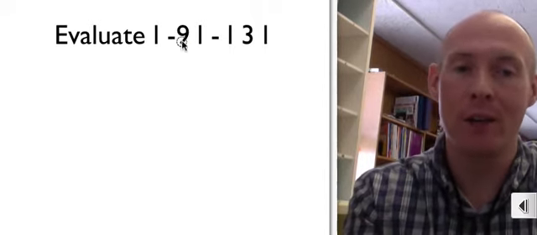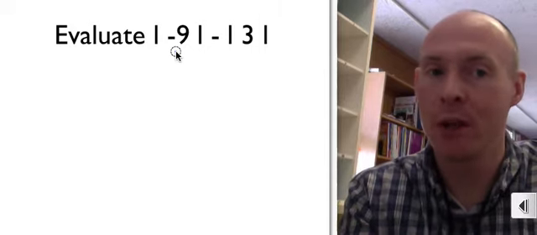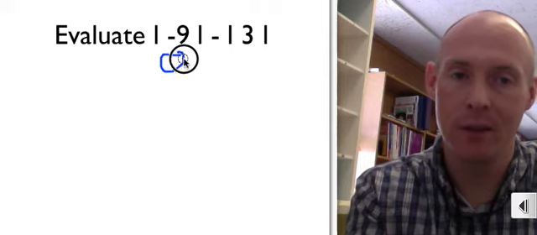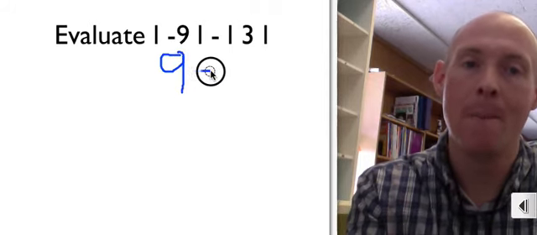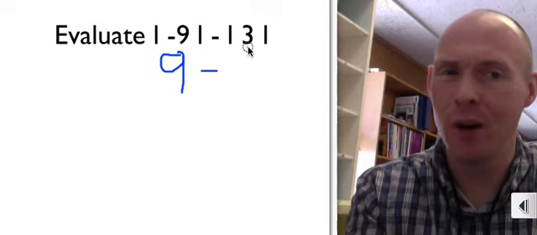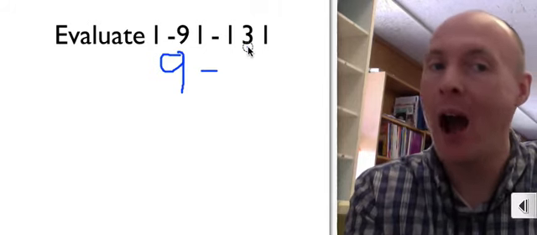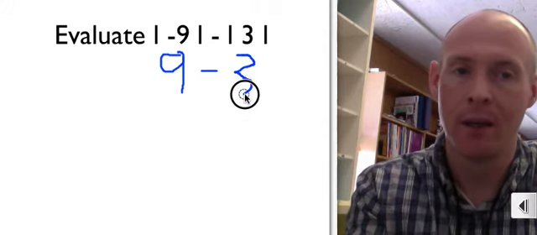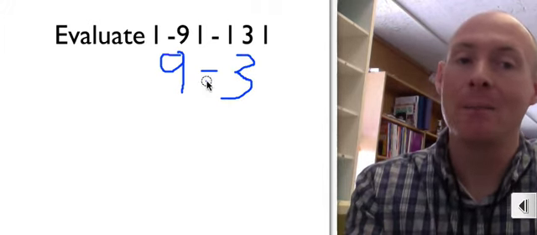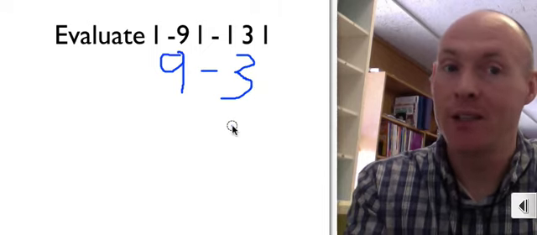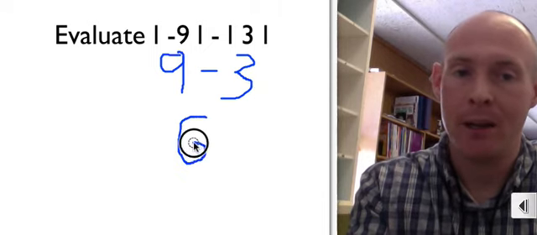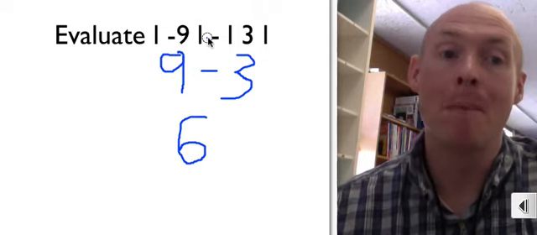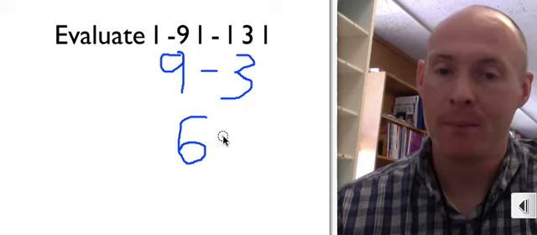the absolute value of negative 9. How far away from 0 is negative 9? The answer is 9. The absolute value of negative 9 is 9. Minus, what's the absolute value of 3? Well, how far away from 0 is 3? The answer, 3. 9 minus 3 is simply 6. So the absolute value of negative 9 minus the absolute value of 3 is 6.